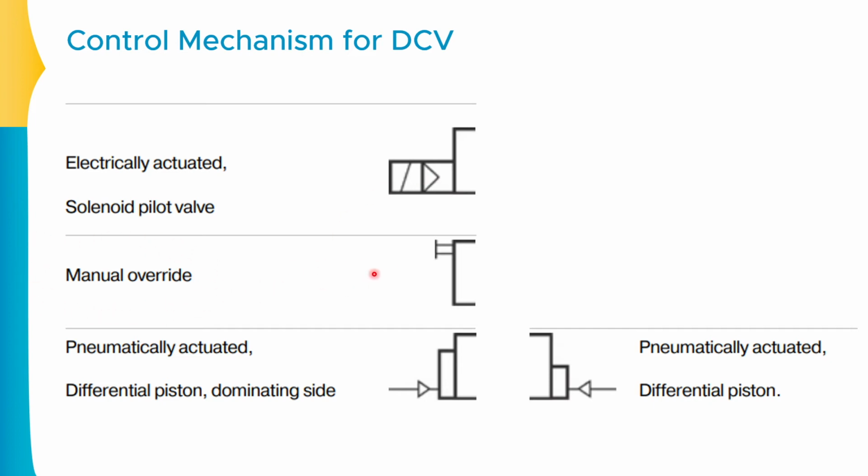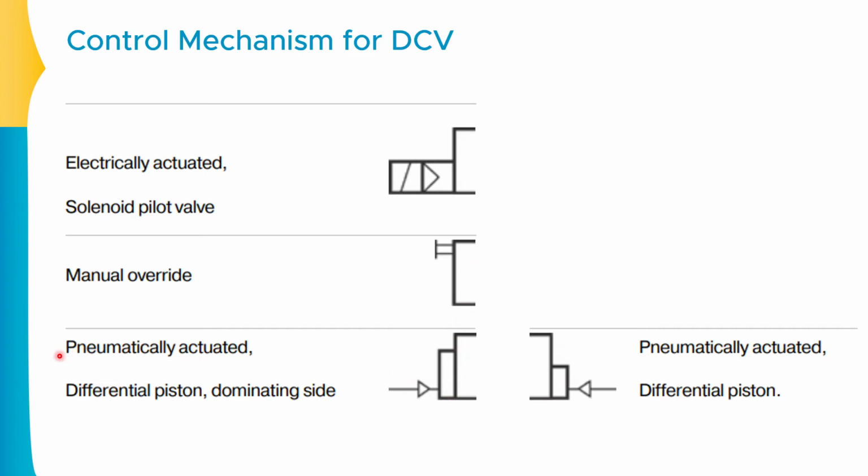Then after, we have the manual override option. Many valves have some manual override option. So whatever the situation is, even if it is pneumatically operated, even if it is foot pedal operated, there is one manual override option available by which you can control the valve manually. To show that manual override, this kind of symbol is used.